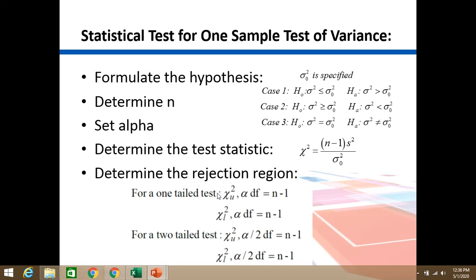In order to determine the rejection region for a one-tailed test, we should have this chi-square upper for that particular degrees of freedom and that particular alpha, and for a one tail to the right we will use this chi-square upper, and for a one tail to the left we will be using this chi-square lower, at that particular alpha and degrees of freedom. For a two-tailed test, for both of them at alpha by 2, we will split alpha into 2 and we will calculate both this chi-square in the upper tail and the lower tail.